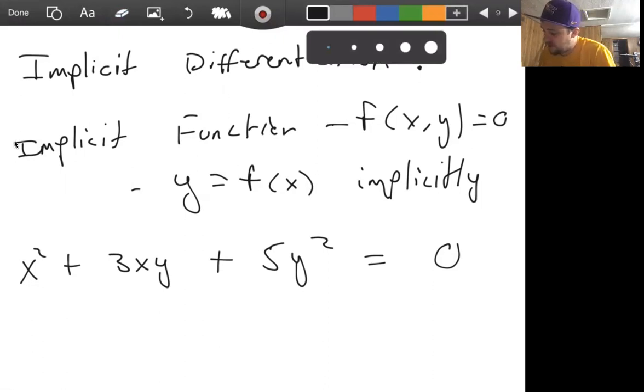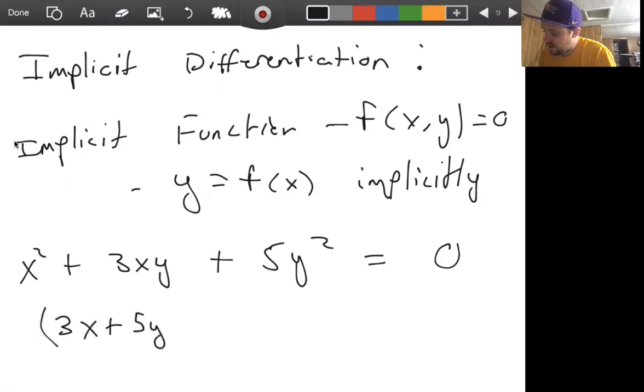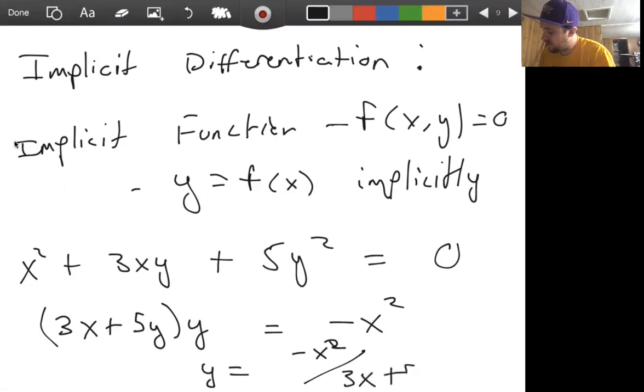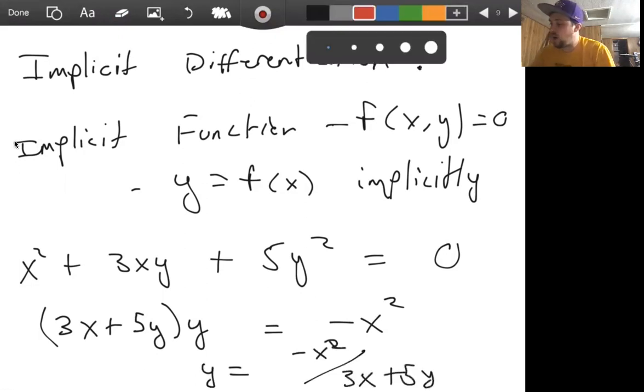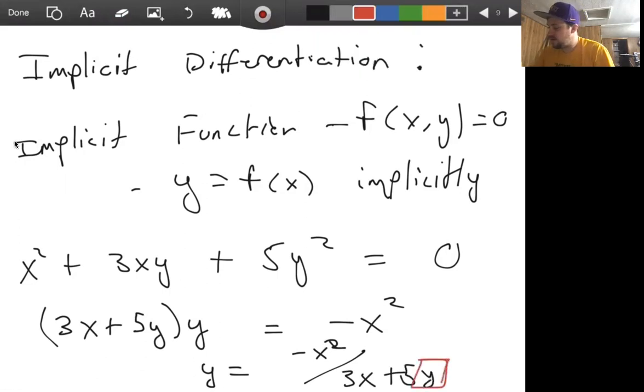So we would have 3x plus 5y times y equals negative x squared. And so we have y equals negative x squared over 3x plus 5y, right? And we have a y over here still. So we have y equals a function of x, but we still have y over here.